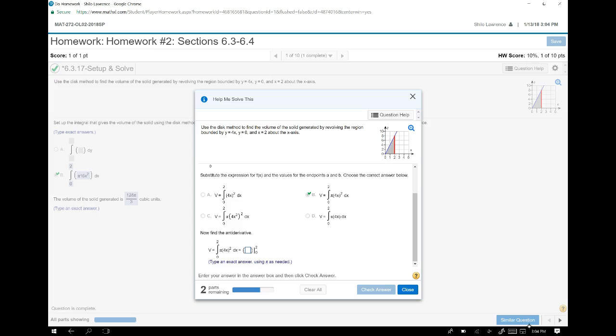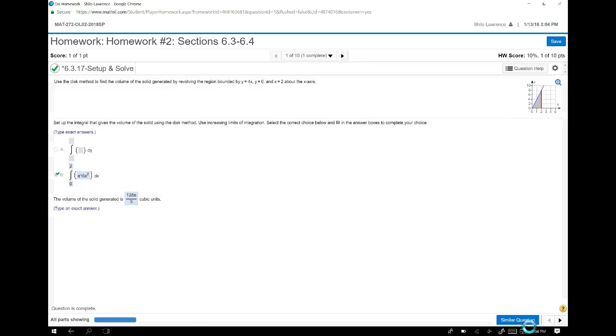Now find the antiderivative. So it's literally doing this one piece at a time. So first we've got to square 4x, 16x squared. Even if at this point right here, all you needed help with was the setup, if you close this, our problem's going to change. We've already got credit for it, so it's not going to change it on us. But if you had not completed this problem yet, it would change it to a completely new problem.